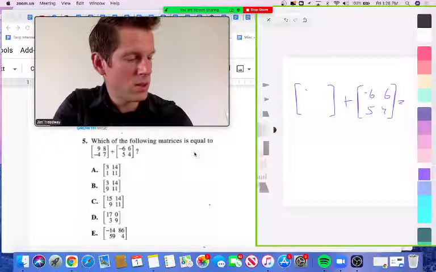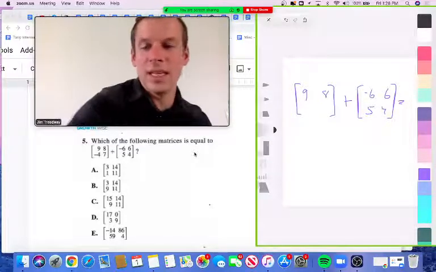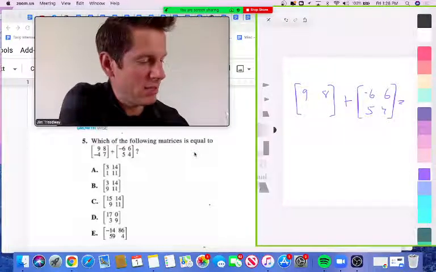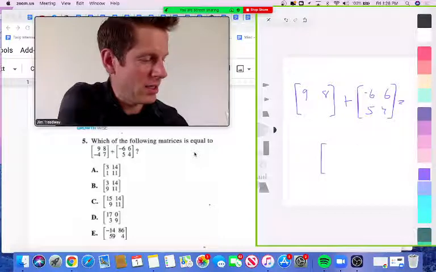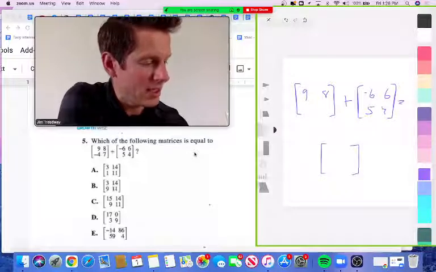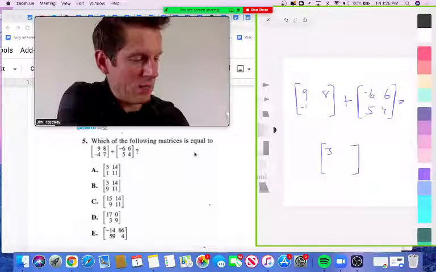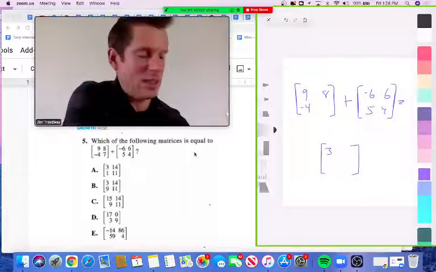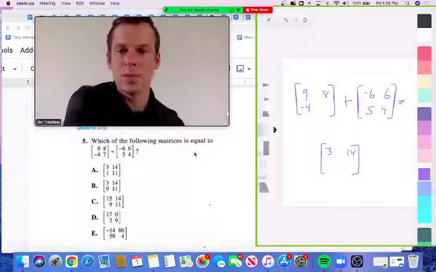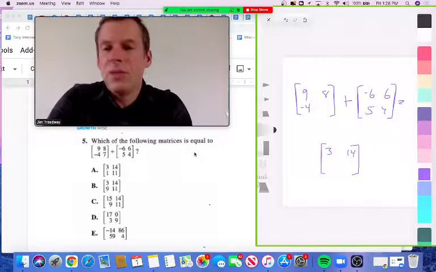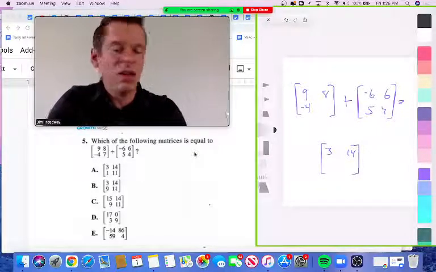And all we're going to do is take that top left number, and in this case it's addition, so we're going to add it to the other matrix's top left number. So 9 plus -6 is going to be 3. And then we could do the top right numbers. We've got 8 plus 6 is going to be 14. And you'll notice already only 2 of the answers even have 3 and 14 as their top numbers. So C, D, and E are already wrong, and you know that.